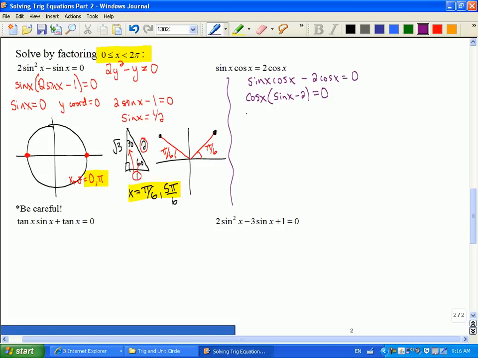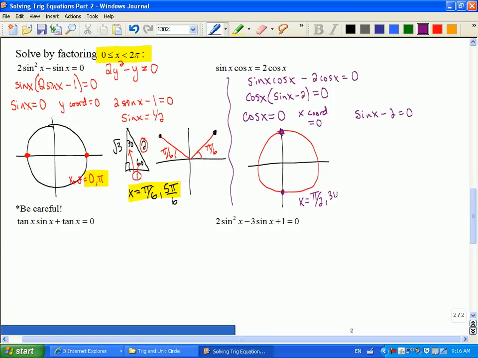Now that it's factored, I have two pieces that I'm going to try to solve. One is where cosine of x equals 0. The other is where sine of x minus 2 equals 0. So cosine of x equal to 0, that's a unit circle problem. This means I'm looking for where the x coordinate is equal to 0. And that happens at pi over 2 and 3 pi over 2.